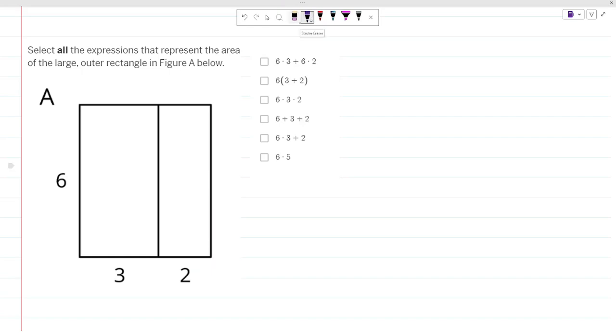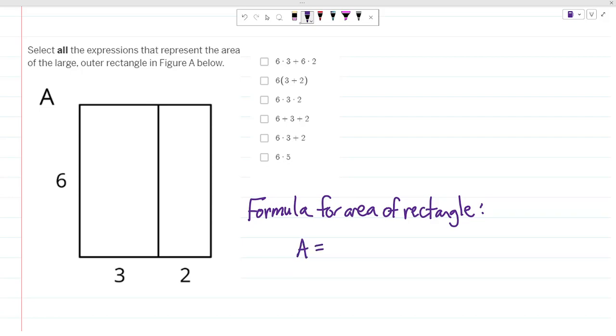So first, if you remember the formula for area of a triangle, go ahead and write that in your notebook. I don't know why I'm saying triangle. The area of a rectangle. So what's the formula for the area of a rectangle? That would be area is equal to length times width, or you can think of it as base times height, which actually I kind of like that a little bit more. So base times height.